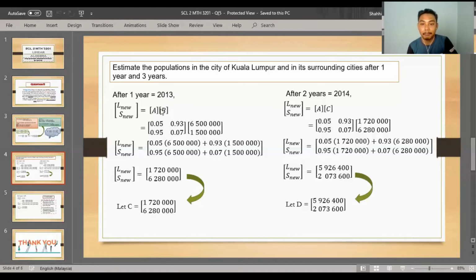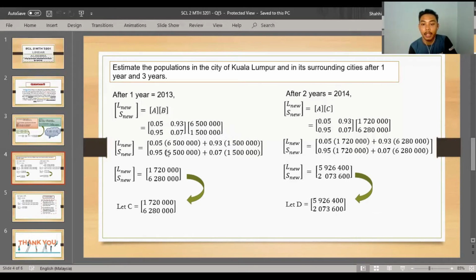So we can say that B is the number of population during 2020, and A is the percentage of the population respectively. So to multiply this, we just need to multiply 0.05 with 6.5 million plus 0.83 multiplied with 1.5 millions. And do this one, which is 0.95 multiplied with 6.5 millions plus 0.07 multiplied with 1.5 millions.